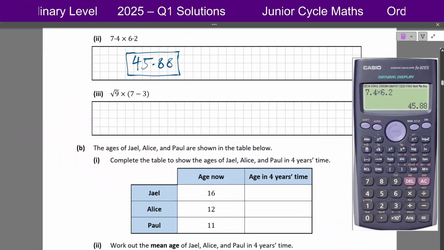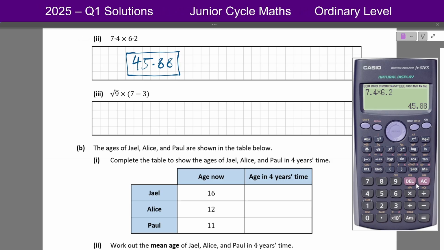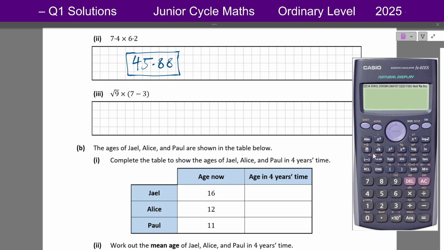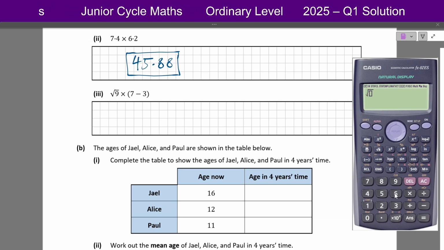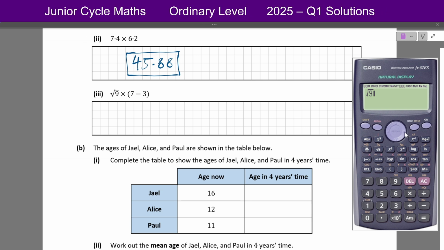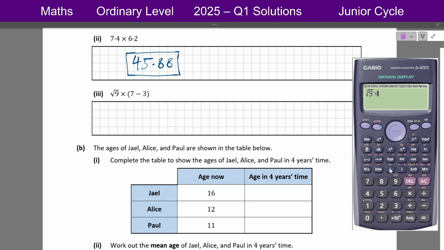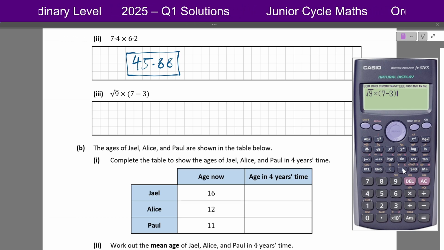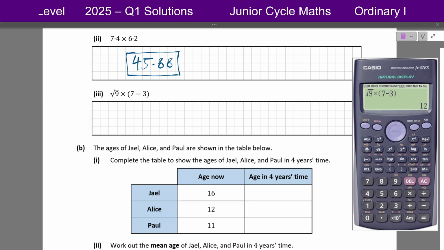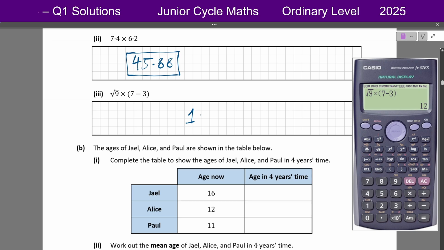And so on for the third part, we can work it out with the same process. We use the square root of 9, and we move the cursor, then multiplied by, we open the bracket, 7 minus 3, and then we close the bracket, and we get the answer, which is 12. So the answer here is 12.